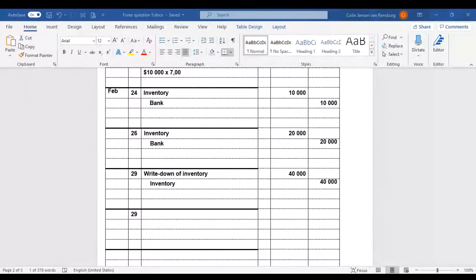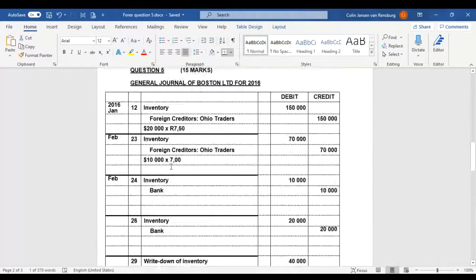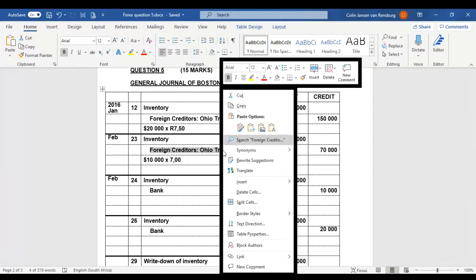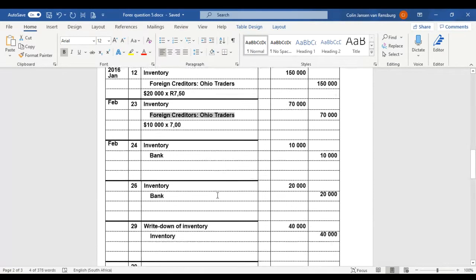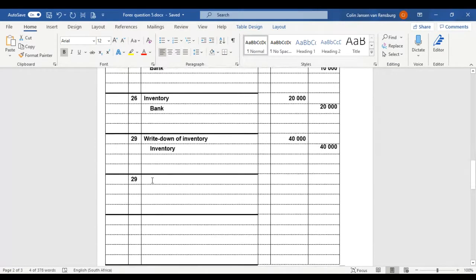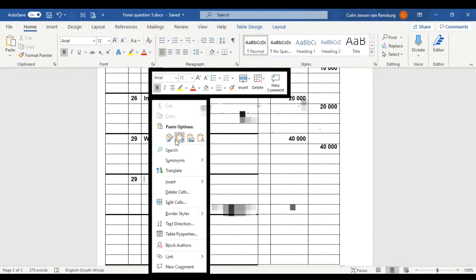Thank you, Leafley. So now we've got to go and debit that account, right? Exactly. So let's go and do that. On that date, we've got to debit our foreign creditor, Ohio Traders, which has a total balance of 220,000 in our books now. We've got to decrease that, so it means we've got to debit that account.